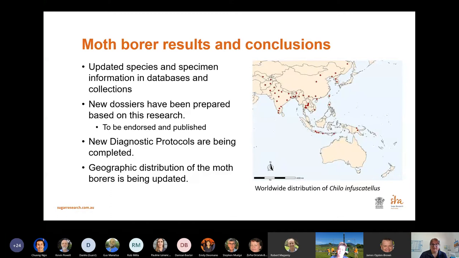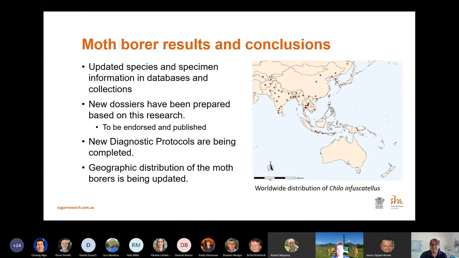We've also got new dossiers, which are kind of information packs for these exotic moth borers, and we're going to be endorsing them and publishing those in due course. Diagnostic protocols are being updated as well. And the geographic distribution of the moth borers is also being updated.